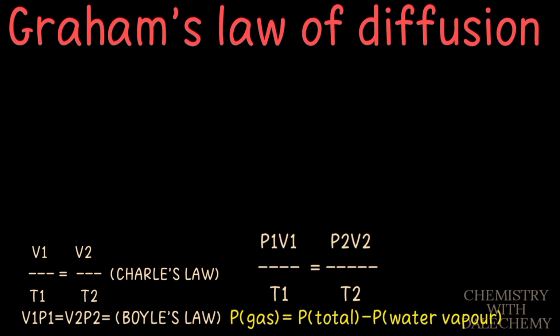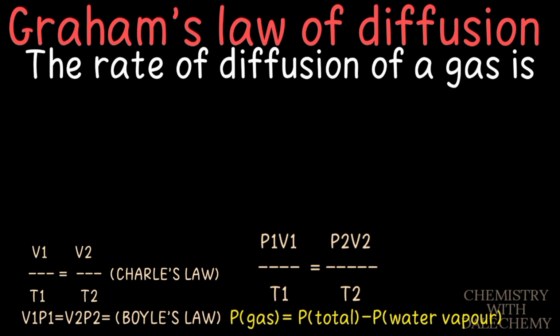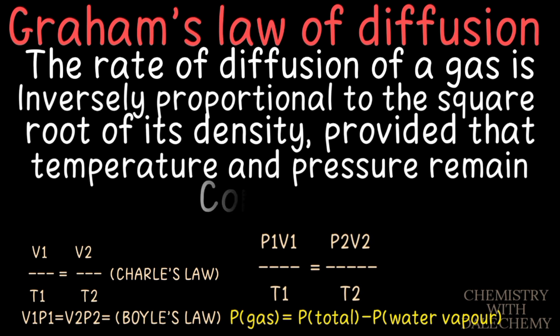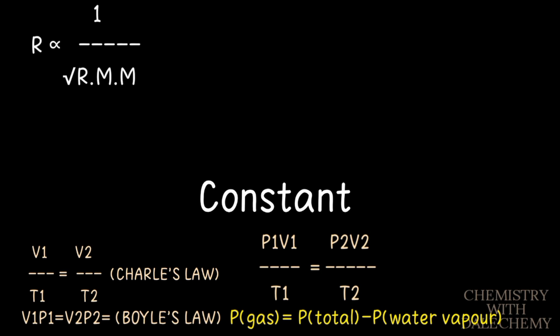So the next law is Graham's law of diffusion, which states that the rate of diffusion of a gas is inversely proportional to the square root of its density, provided that the temperature and pressure remain constant. So here now, I won't be using the density, I will be using the relative molecular mass, because the density is actually directly proportional to the relative molecular mass of a gas.